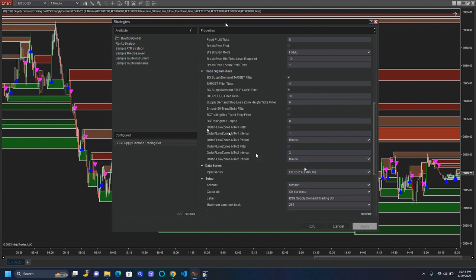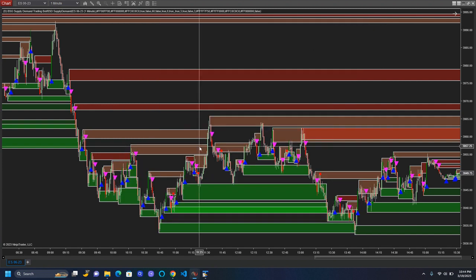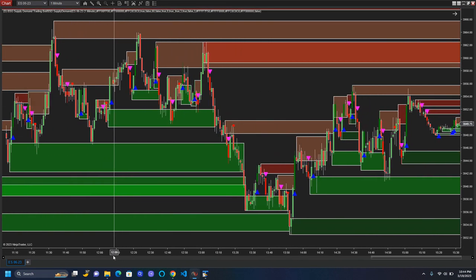What is the trend on 3 minutes? If I turn it on, anytime we see a long signal, the order flow zones should agree with it. To go back, I need to add the order flow zones and explain a little bit.